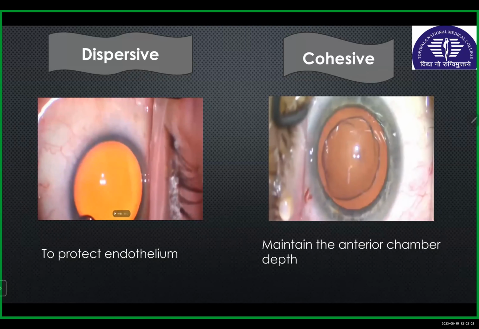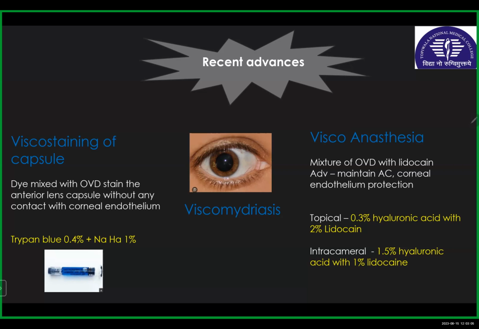The recent advances are OVDs used for viscostaining, in which a dye mixed with the OVD stains the anterior lens capsule. It is also used as viscomydriasis. In viscoanesthesia, a mixture of OVD with lidocaine is used. In topical, 0.3% hyaluronic acid with 2% lidocaine is used. In intracameral, 1.5% hyaluronic acid with 1% lidocaine is used.